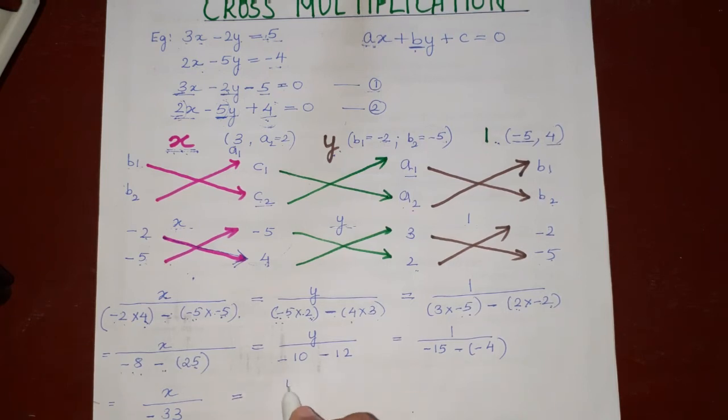Then coming to the y part, here also there are two negative signs, and these two also will get added up. So 10 plus 12 is 22. Again show the negative sign.